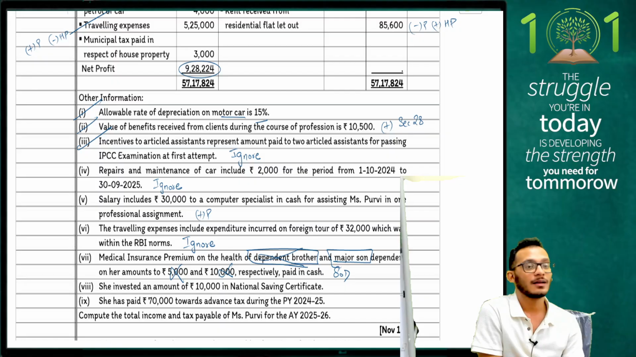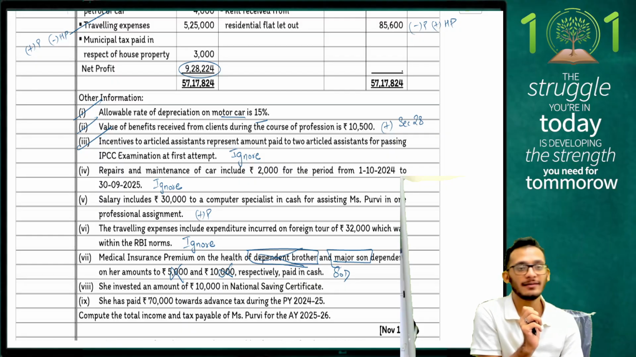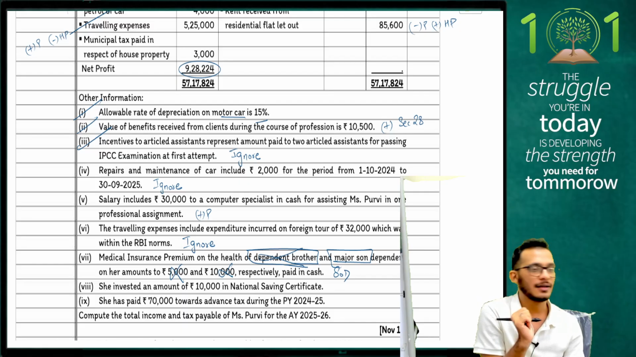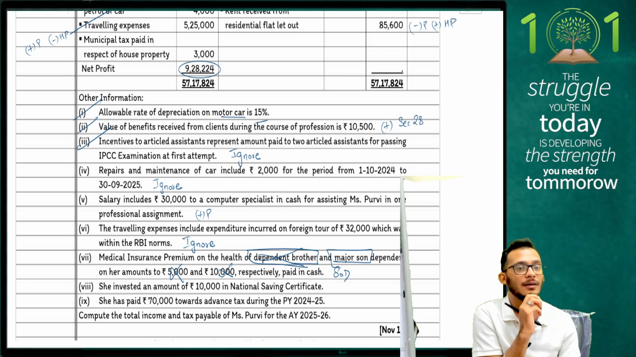I can only allow preventive health checkup by cash. The 2,000 is for donations. This is insurance, and insurance should be paid by permissible modes. I have paid it by cash, so it is not allowed as a deduction, which means this information will get ignored.